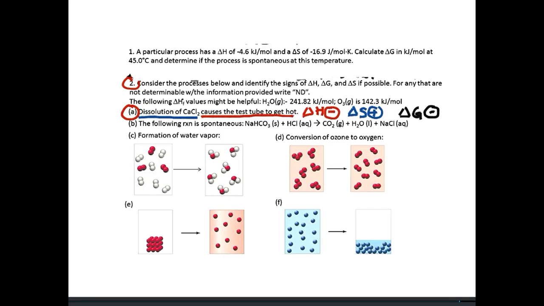The following reaction is spontaneous. Sodium bicarbonate, HCl, forms CO2, water, and sodium chloride. So we know it's spontaneous, which means we know the sign of delta G is negative. The only other thing we can see in this problem is that we go from 0 moles of gas on the left to 1 mole of gas on the right, which means that because we form a mole of gas that was not there before, then delta S is positive.